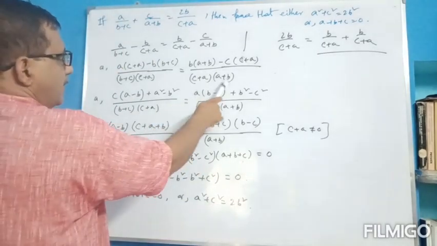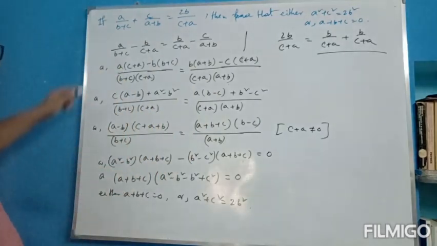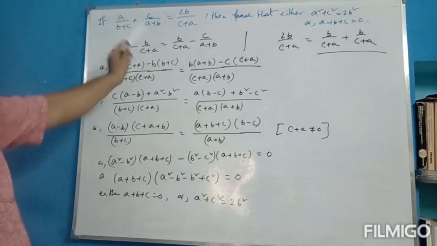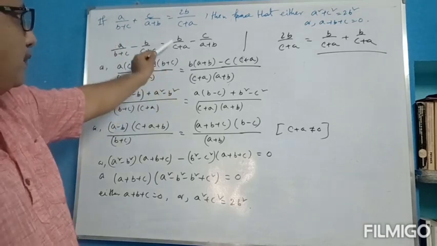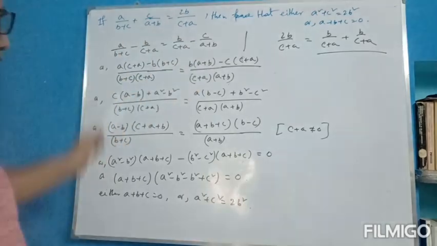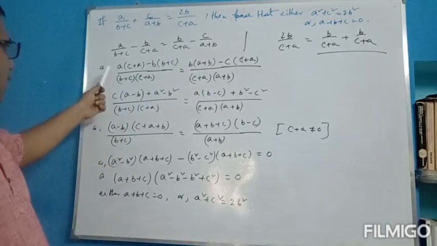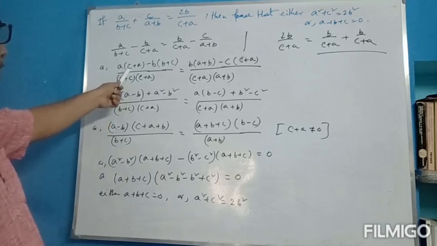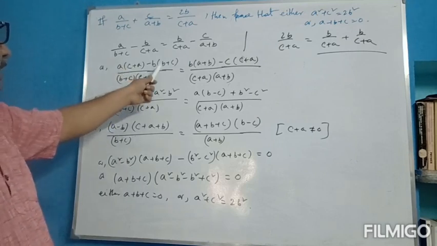LCM is b plus c into c plus a into a plus b. So it will be a into c plus a minus b into b plus c. And then right hand side, b into a plus b minus c into c plus a. Is it clear? Now it can be written as c into a minus b into c.